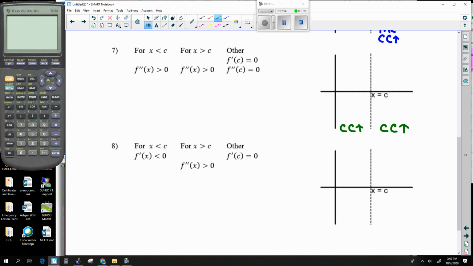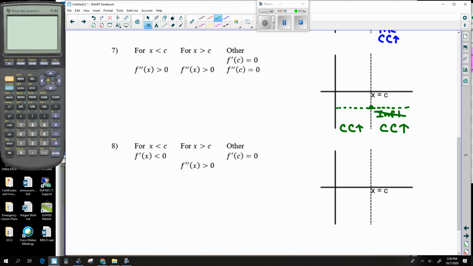Okay, so here we're going to have a horizontal tangent. And we also have what looks like a point of inflection, but there isn't an inflection point. So it's a concave up to a concave up. And it appears to be differentiable because we actually have a derivative at 0.